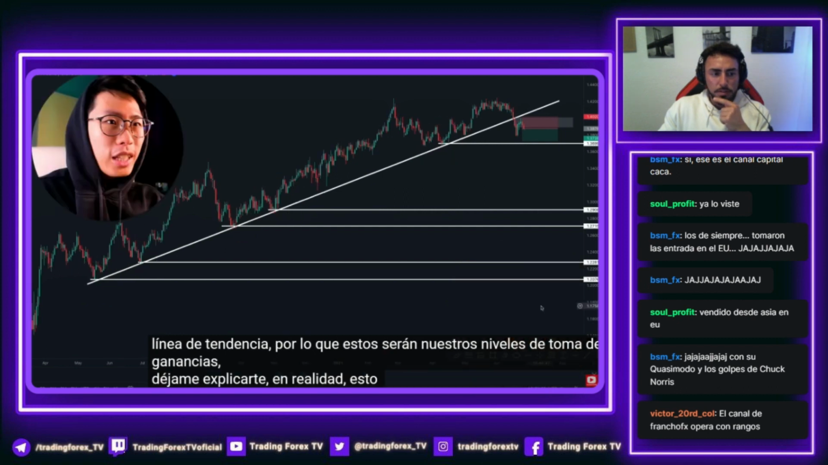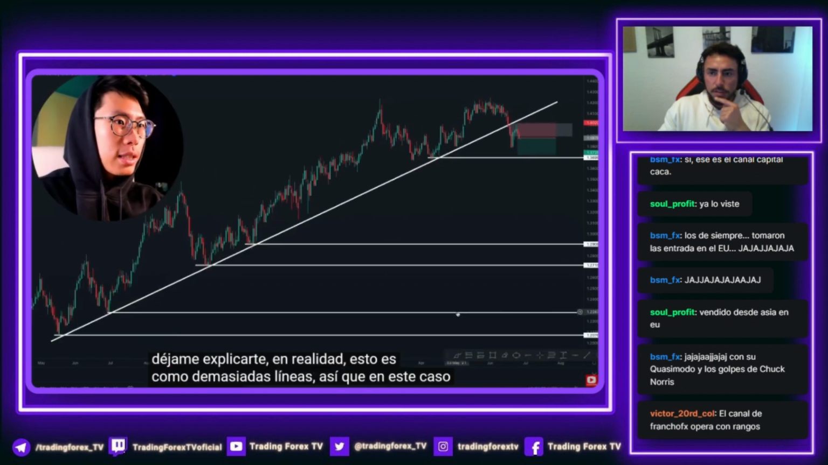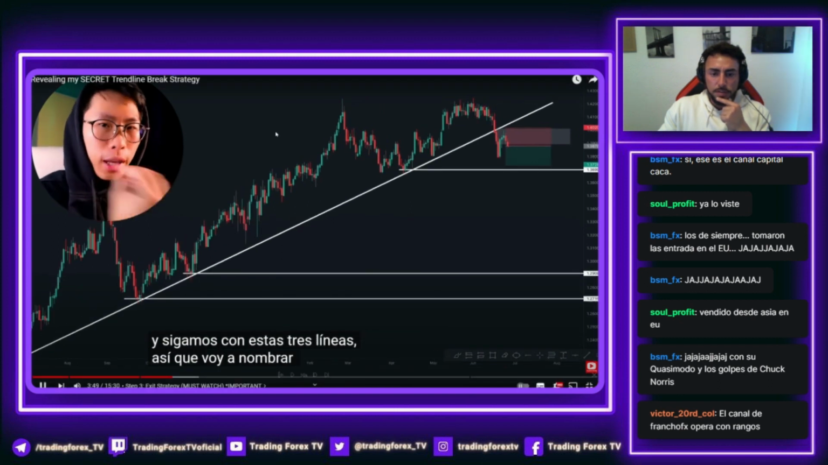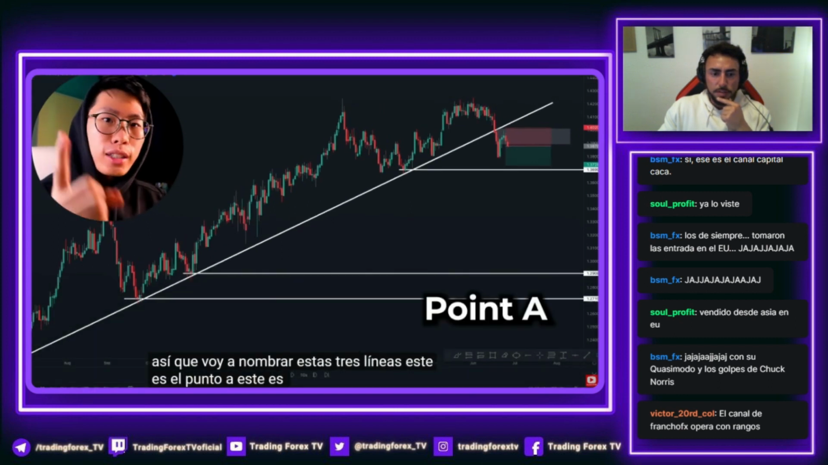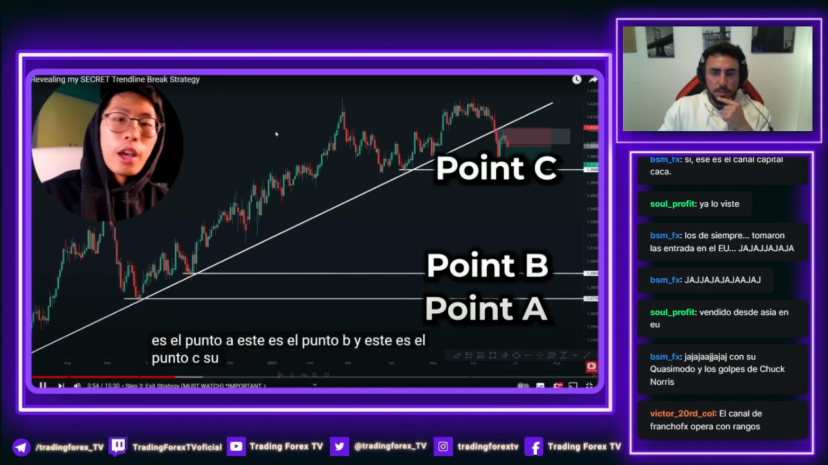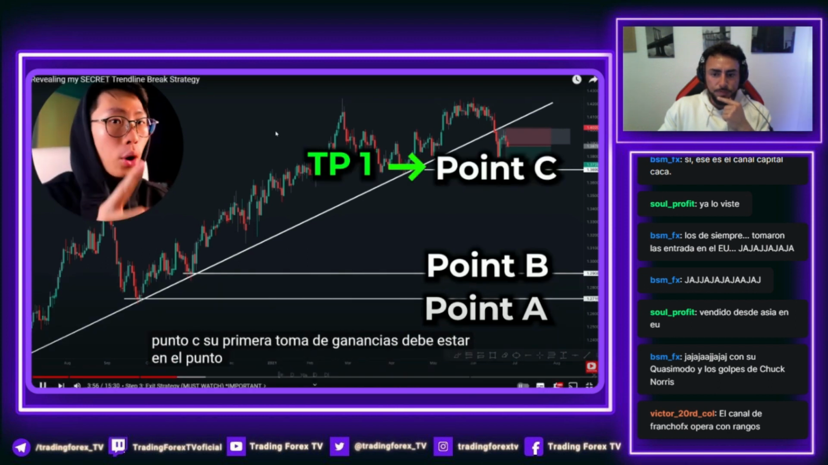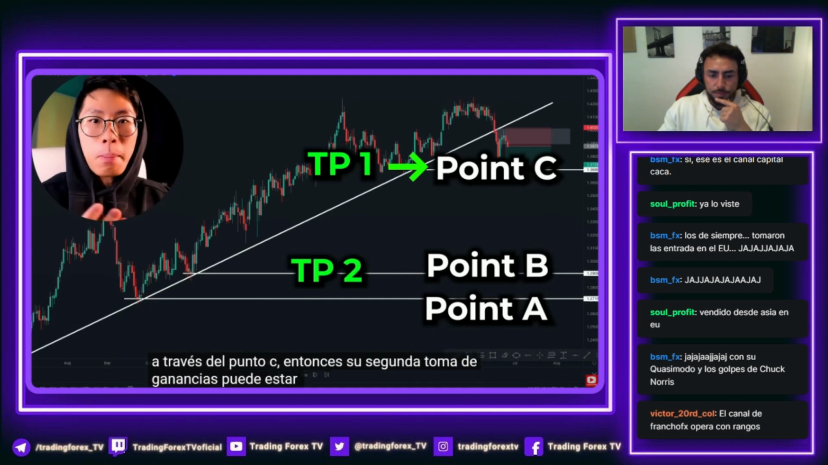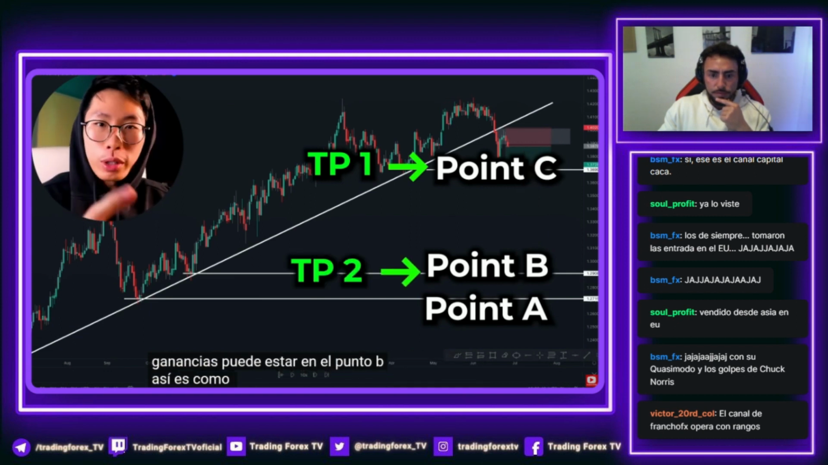Let me explain. Actually, this is too many lines. So in this case, let's just delete these two right here and stick with these three lines. I'm going to name these three lines: this is point A, this is point B, and this is point C. Your first take profit should be at point C, and then if price breaks through point C, your second take profit can be at point B. Here's how this strategy works.